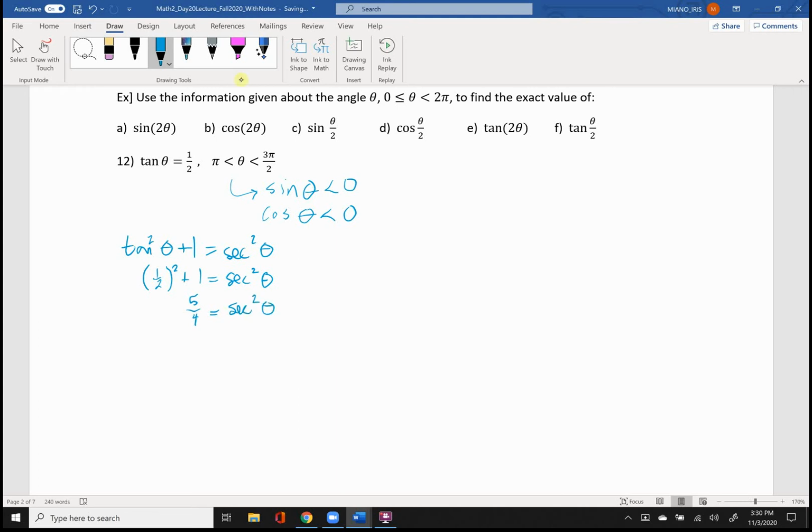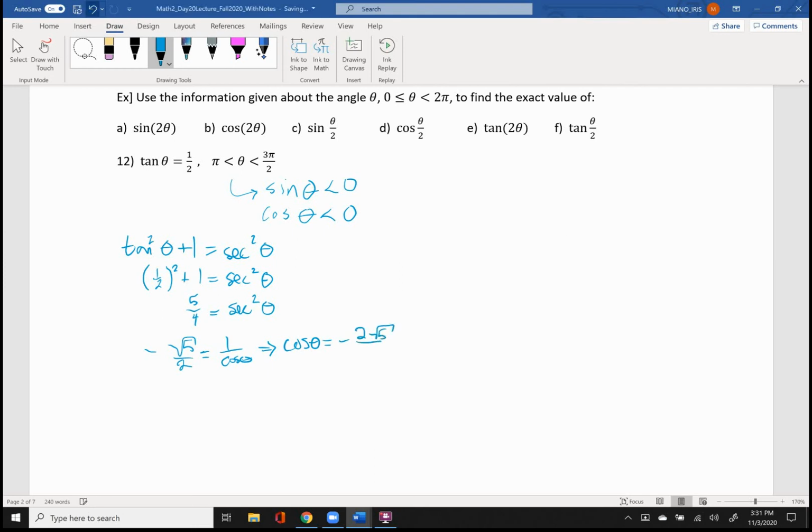And taking the square root of both sides and recognizing that since the secant is 1 over the cosine, it's definitely going to be negative. So it'll be negative root 5 over 2, rather. Excuse me. That equals 1 over the cosine, which is the secant. So that means that the cosine of theta equals, if you rationalize the denominator after flipping it over, you will get negative 2 root 5 over 5.